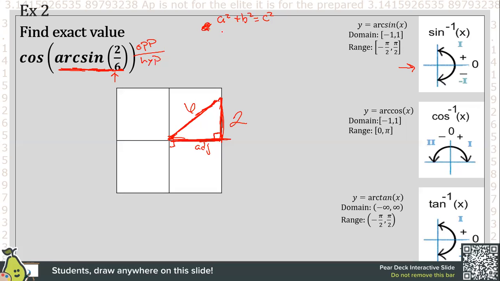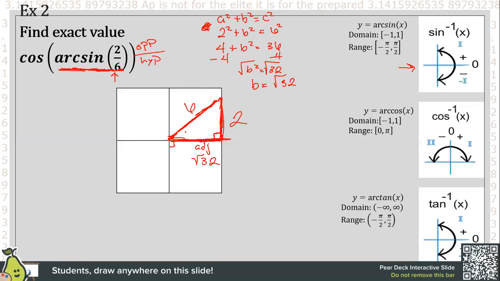So a squared, in this case, as long as it's one of the legs, is 2 squared. My adjacent side squared is equal to my hypotenuse, which is the longest side, in this case, 6 squared. Okay, so we have 4 plus b squared is equal to 36. If I subtract 4 on both sides, I can see that b squared is equal to 32. And to solve for b, I square root both sides. So b is equal to the square root of 32. That is my adjacent side.